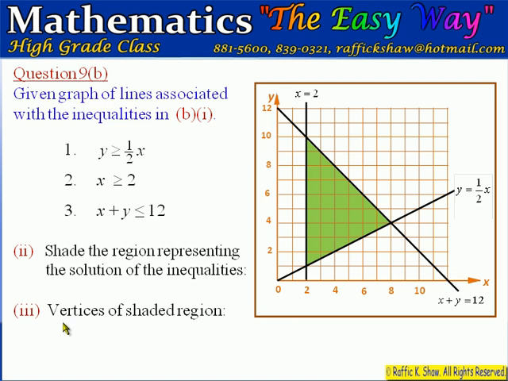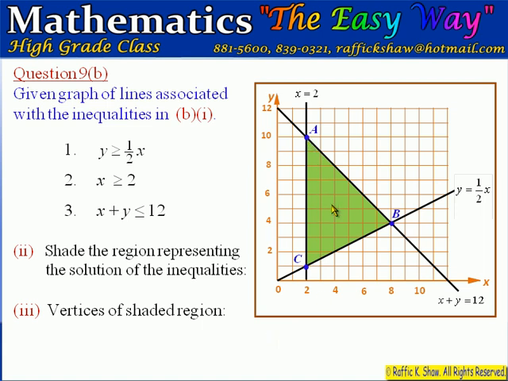Now part 3 is telling us to write the coordinates of the vertices of the region which satisfy the three inequalities. In other words, we have to write down the coordinates of the vertices of the shaded region. That's here, here, and here. So let's go ahead and label those vertices and then write down the coordinates.